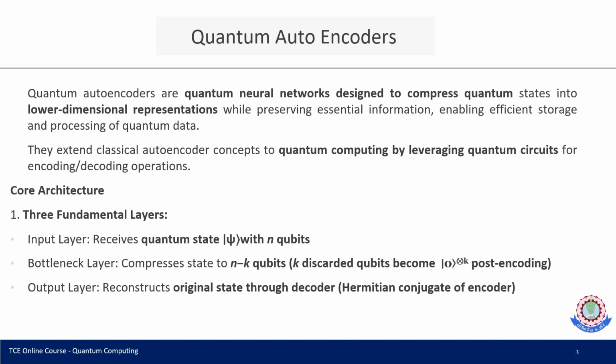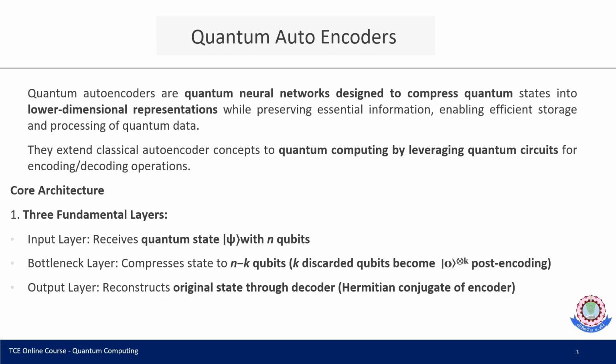In the case of quantum autoencoders, quantum neural networks are designed to compress quantum states into a lower dimensional representation. When we go to a lower dimensional representation, we can preserve the essential information with sufficient storage, and we can easily process the quantum data. They extend the classical autoencoder concept to quantum computing by leveraging quantum circuits for encoding and decoding operations.